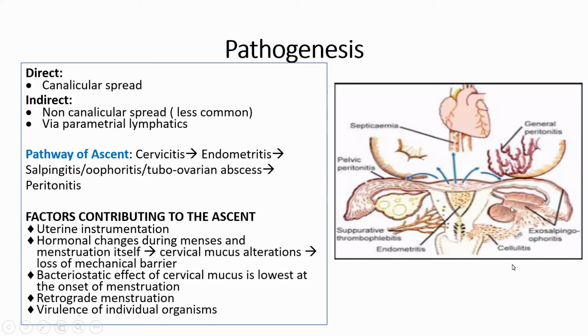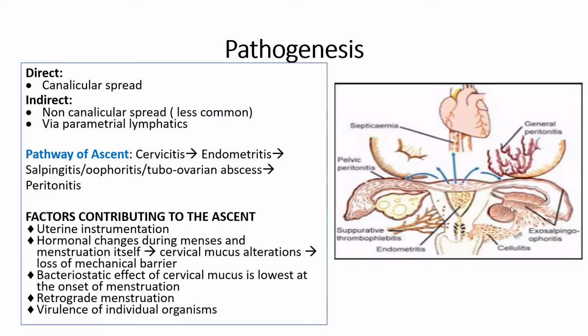So the pathway of ascent starts at the cervix. Initially cervicitis, endometritis, salpingitis, oophoritis, and it becomes a tubo-ovarian abscess. The tubes and ovary get clumped with the inflammatory exudates and form a mass, what we call a tubo-ovarian mass. And finally peritonitis. So this is the pathway of ascent.